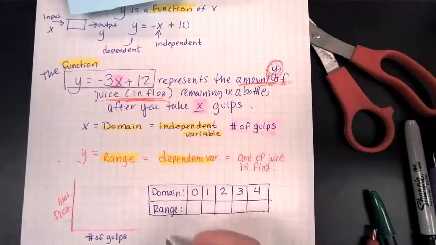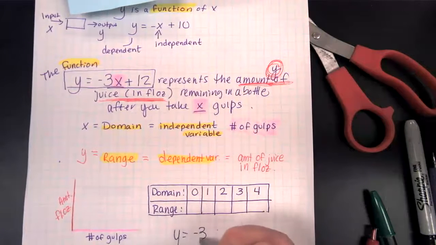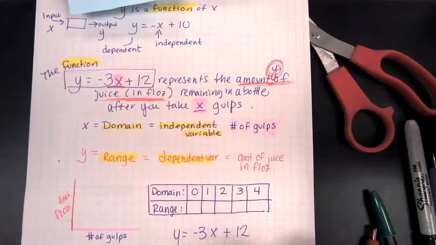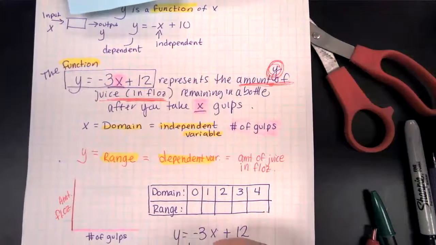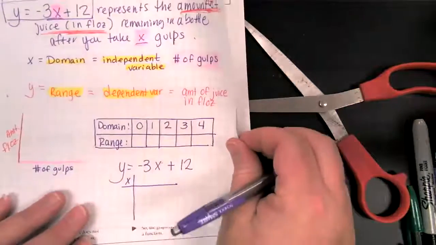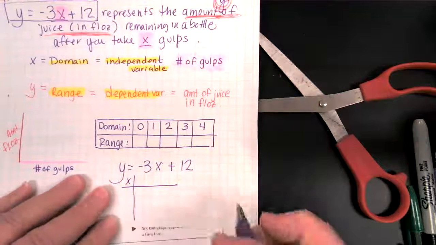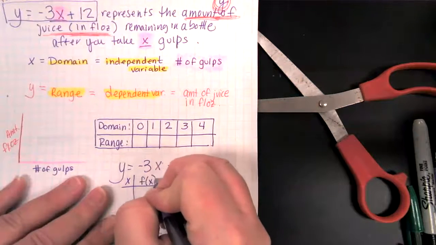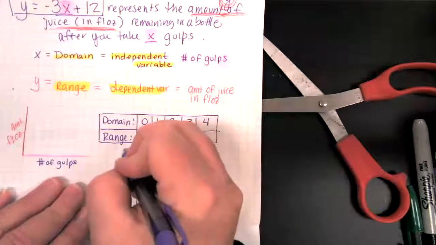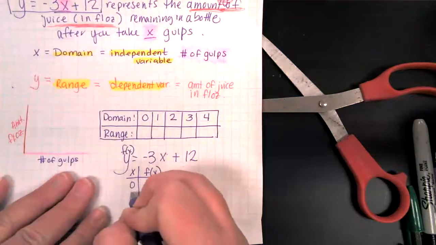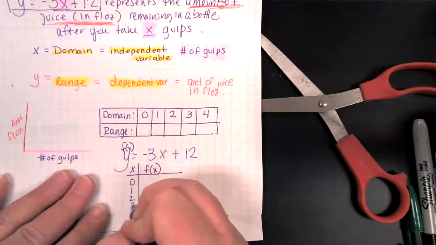All right, so here you go, friends. Come down here. So I'm going to set up my table. This is what I'm going to do. I'm going to do X. Then I'm going to put my Y, but I'm going to write it like f of X because this is really f of X, right? Okay. So 0, 1, 2, 3, and 4.